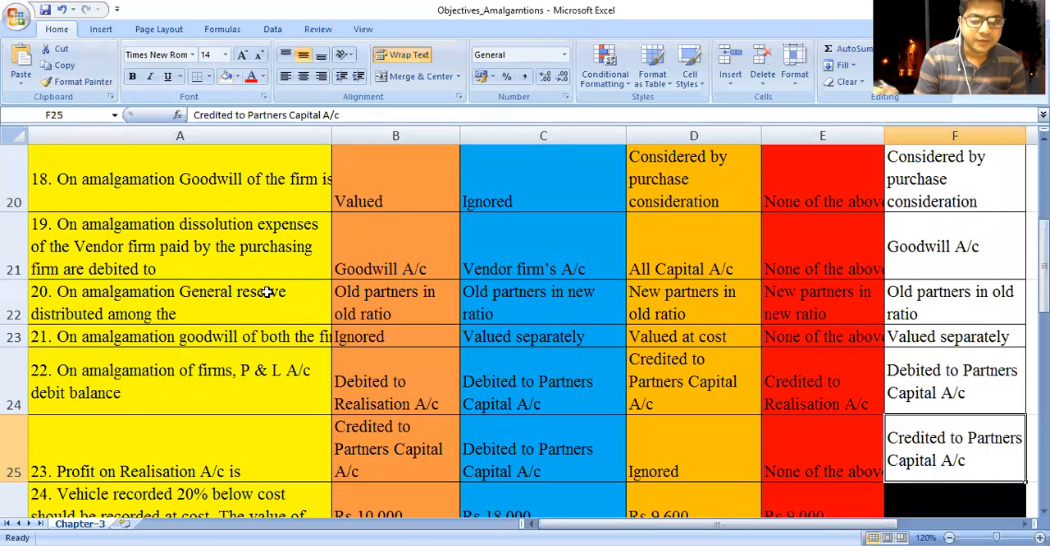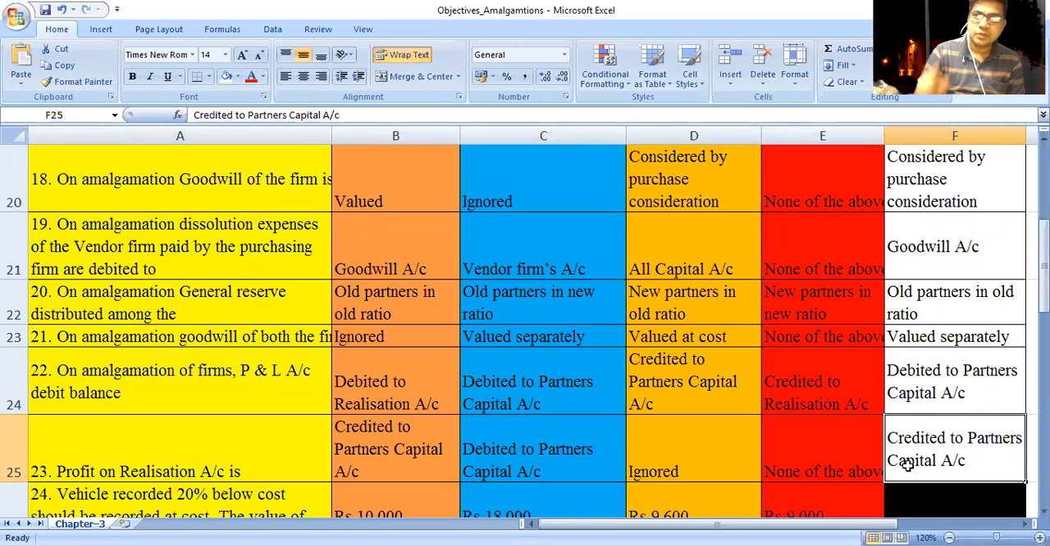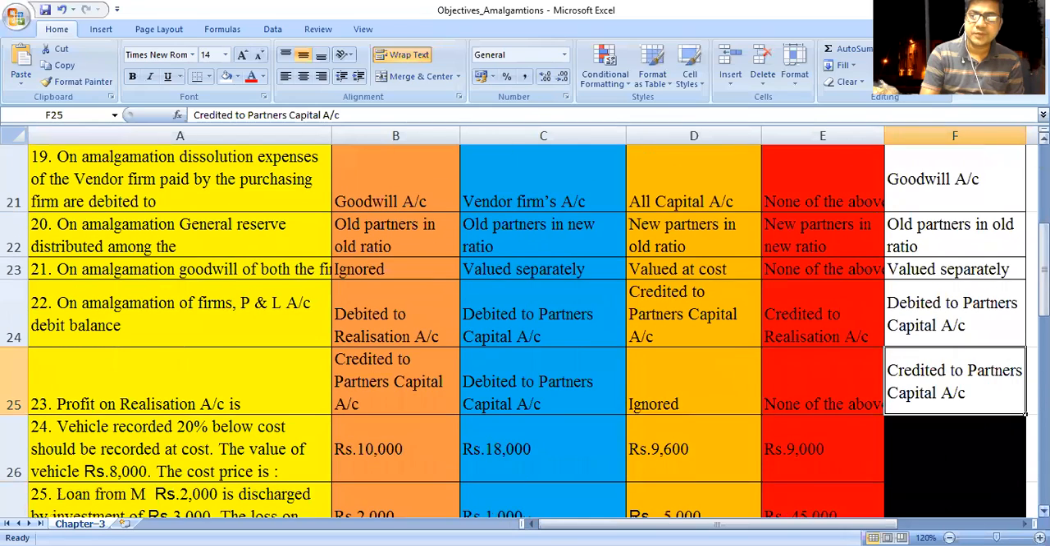One thing you have to keep in mind in question number 22: profit and loss debit balance means net loss. Net loss is always debited to the partner's capital account. Profit is always credited to the partner's capital account. Profit on realization is always credited to the partner's capital account. Okay, I hope you understood. These are all very important questions.